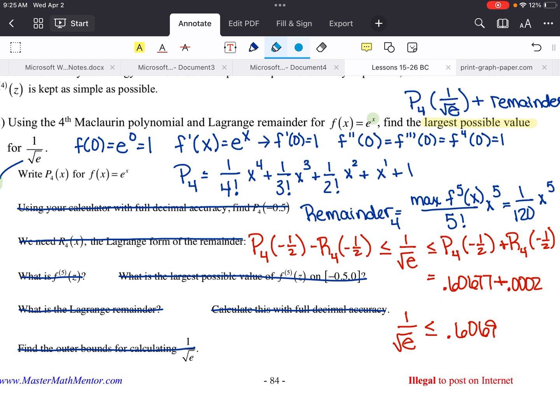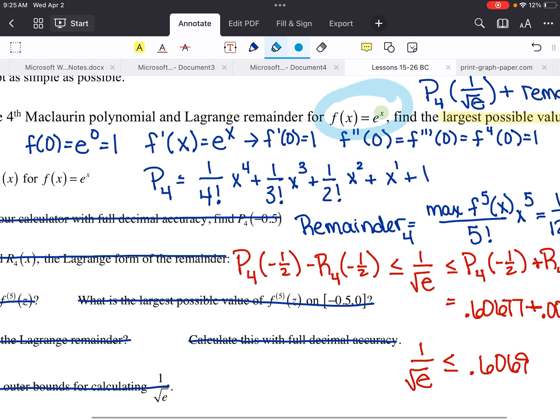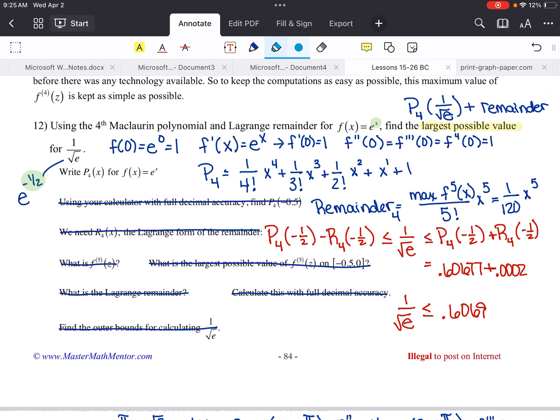Okay, anyway, so I need to take the function they gave me. I need to turn it into a Taylor and Maclaurin polynomial. We want to estimate e to the negative 1/2. Negative 1/2 is pretty close to 0, so I'm going to center this at 0.